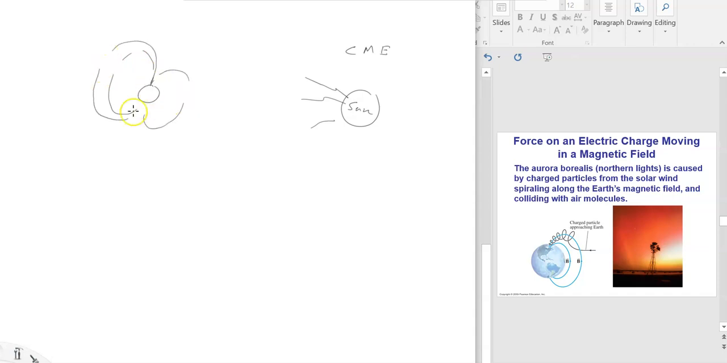So this is something I want you to research further, self-study, right? These charged particles come in, and because of these field lines, they tend to spiral into these instead of coming directly into the Earth. So they get into these spirals and they strike the atmosphere in the North Pole and also in the South Pole.